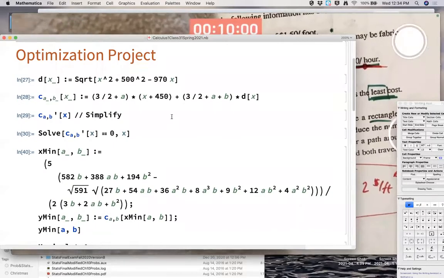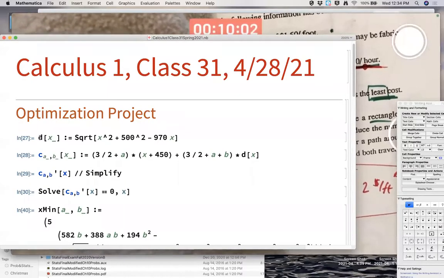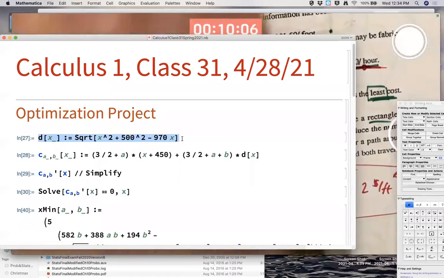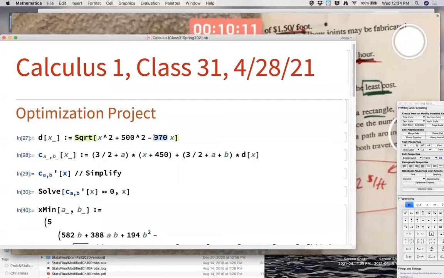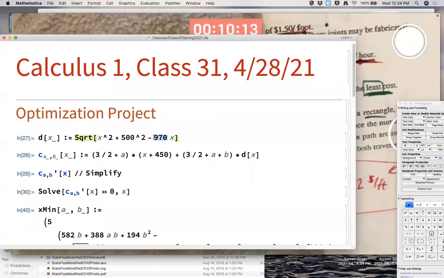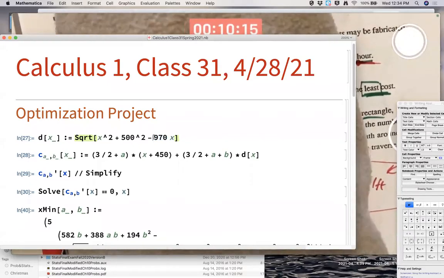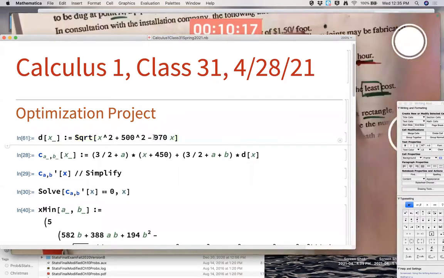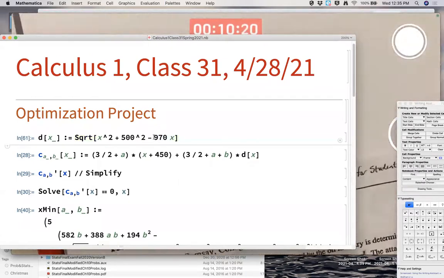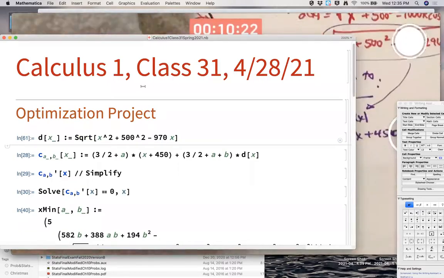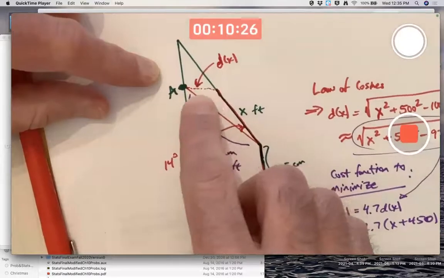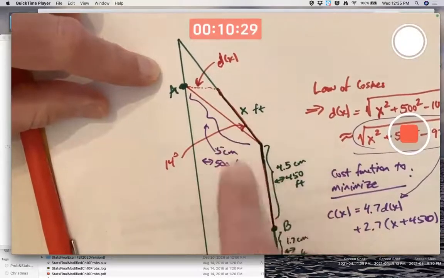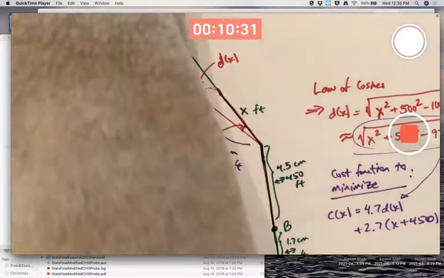So it starts out the same. D of X represents the distance across that triangle based on the law of cosines. I did actually end up rounding the number that was right there to the nearest whole number because it makes the numbers work out more nicely. That's, again, the distance across the wetlands. Coming back to this picture here, D of X is that distance right there. Based on this triangle, we use the law of cosines to derive that.